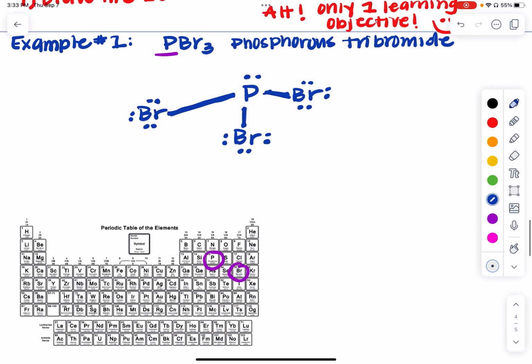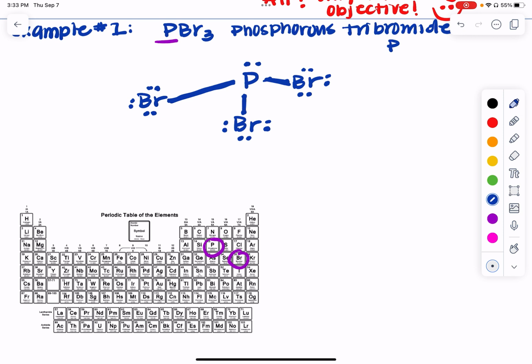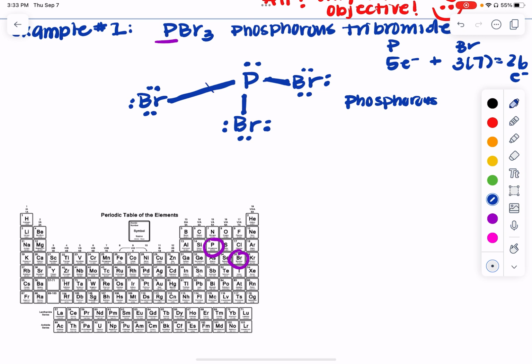I realize that we didn't count our valence electrons. Let's do that really quick. Phosphorus has 5 electrons plus bromine 3 times 7. That equals 26 electrons. So phosphorus is in octet, has 1, 2, 3 bonds, so that's 6 electrons plus 2, that's 8 electrons. Each bromine has 8 electrons, so they're each in an octet.